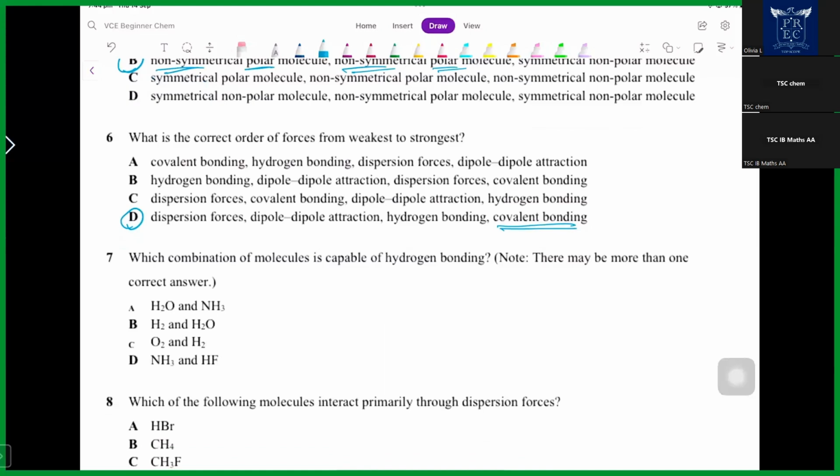Which combination of molecules is capable of hydrogen bonding? Is it A, B, C, D? A and D. There may be more than one. So A is definitely, because water has both O and H. This one is H and F. Yeah, A and D.